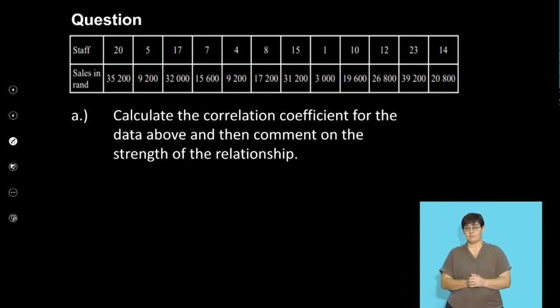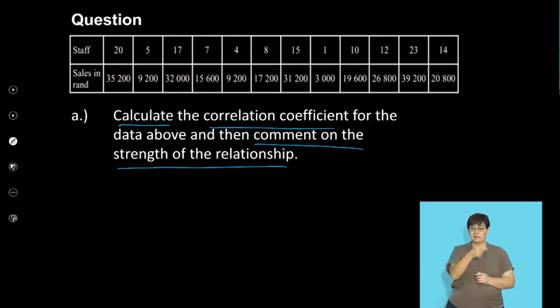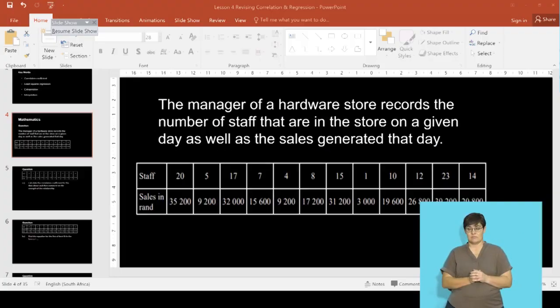So the first question is, calculate the correlation coefficient for the above, then comment on the strength of the relationship. Are we together? So there we have the data. What we have to do is put the data in our calculator and calculate the correlation. Let's see how we do that.